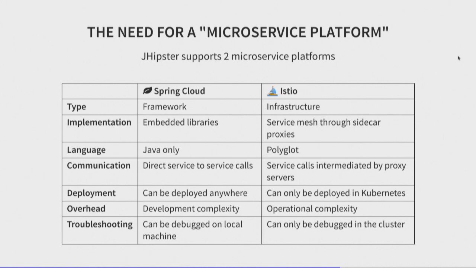On the opposite, Istio is a completely different approach to such a platform. It is based on infrastructure microservices, which are deployed into, for example, a Kubernetes cluster. It's implemented as a service mesh through sidecar proxies. I will explain a bit later what these sidecar proxies are. But fundamentally, as it's not inside your app, it can support any language, and so it can support microservices written in any language. And there are a few other aspects that are interesting to consider when comparing those technologies, for example the deployment, the overhead, and the ease of troubleshooting.